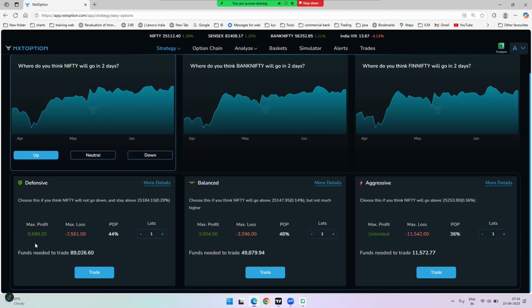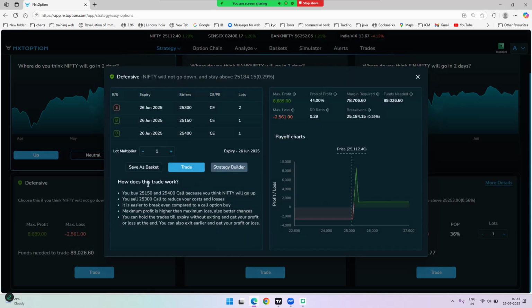Now I am very curious what exactly the trade will be. So I click on this more details. The idea here is to sell two lots of the 25,300 call option, buy the 25,150 call option, and buy another 25,400 call option.